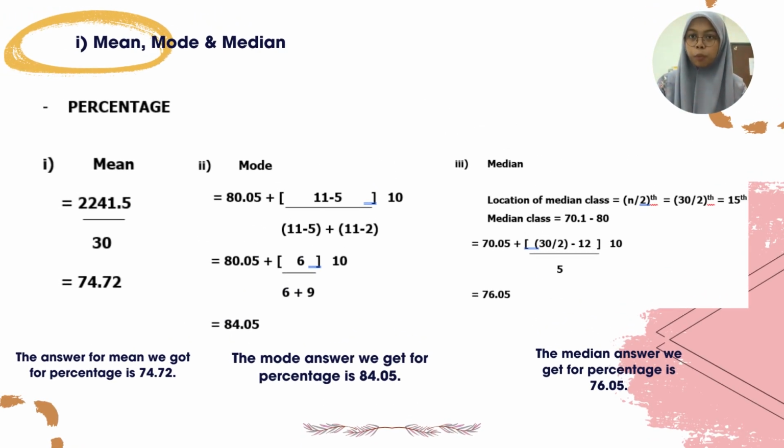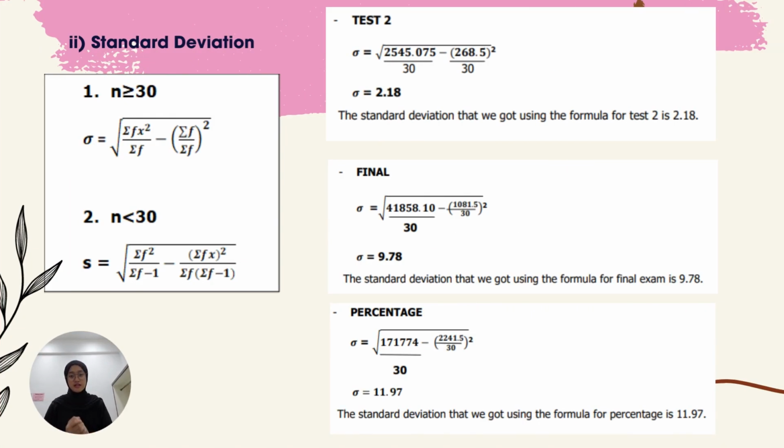The answer we got for the mean for percentage is 74.72. Next, the mode answer we got for percentage is 84.05. Next, the median answer we got for percentage is 76.05. The next one is standard deviation.